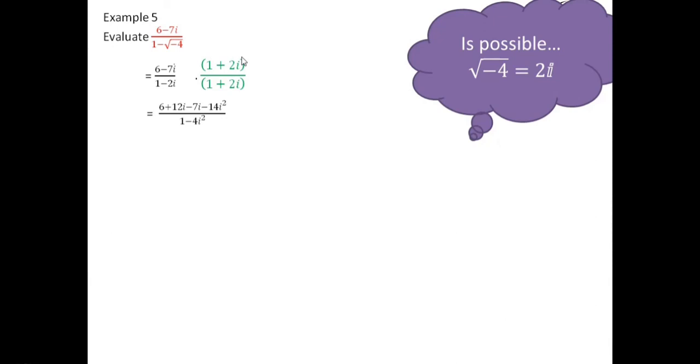And then when we simplify further, we'll be left with 6 plus 14 plus 12i minus 7i over 1 plus 4. Then we simplify further, and we get 20 plus 5i over 5. Then we just split those two terms, and we divide 20 by 5 to give us 4, and then we divide 5i by 5, which gives us i.